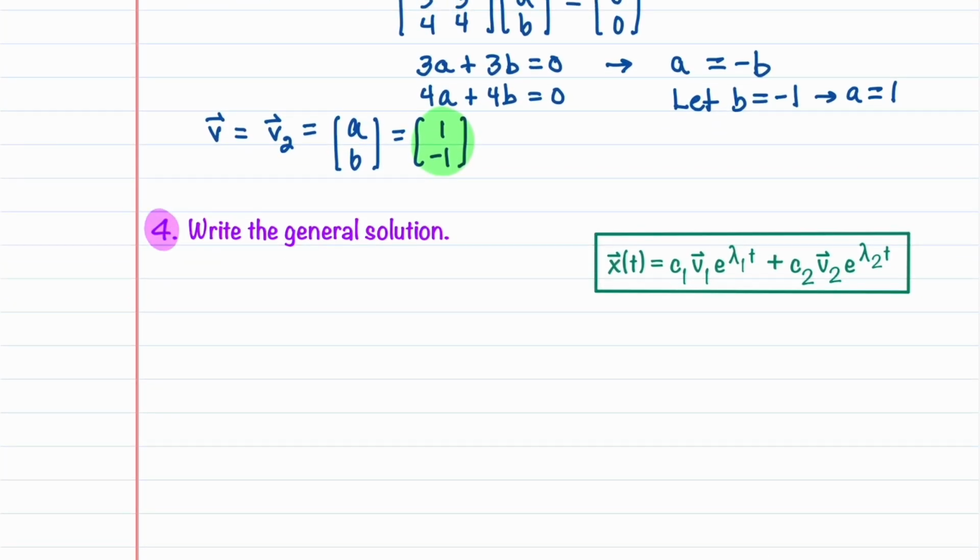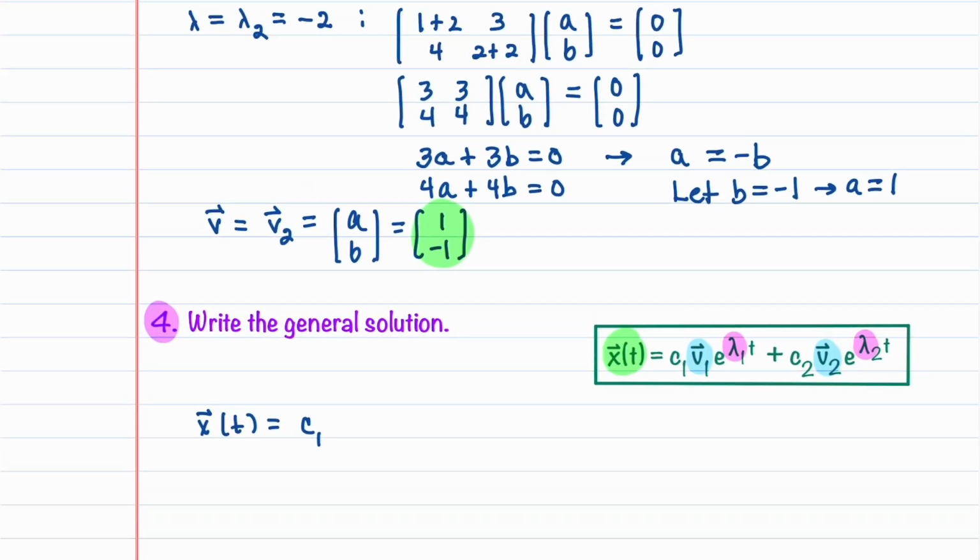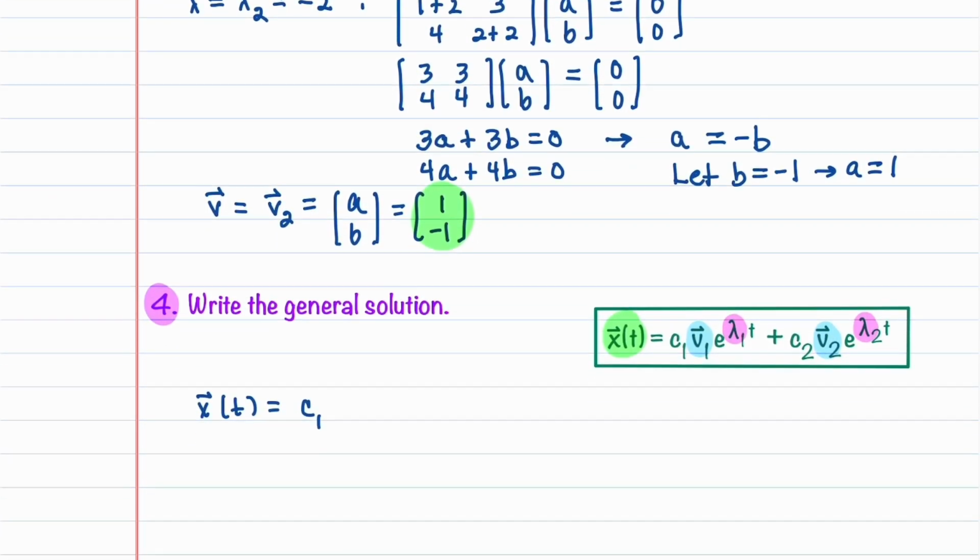Now we come to our last step. That is to write the general solution. Because we have two distinct real eigenvalues, our general solution looks like this. Our eigenvalues are up here in the exponent, and then our eigenvectors are right there. Our general solution then is x of t is equal to c1 times v1. Let's go back up here. v1 is 3, 4.